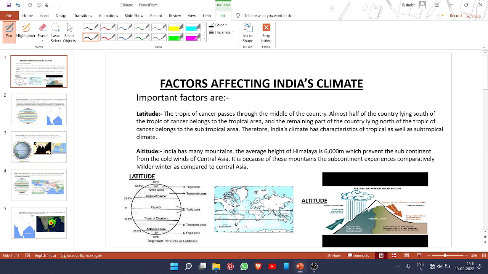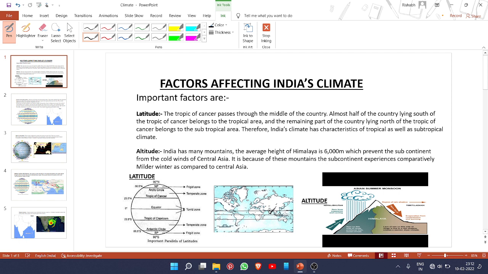So, the northern half of India belongs to the subtropical part, and the southern half of India belongs to the tropical region. Therefore, India's climate has characteristics of tropical as well as subtropical climate. So, India is divided into two parts and both the climates are clear to you.